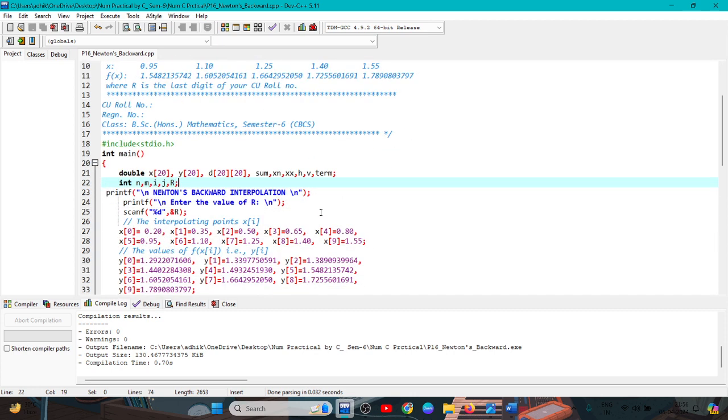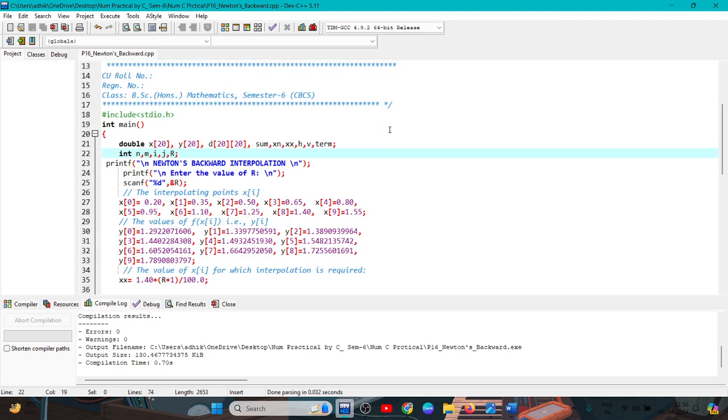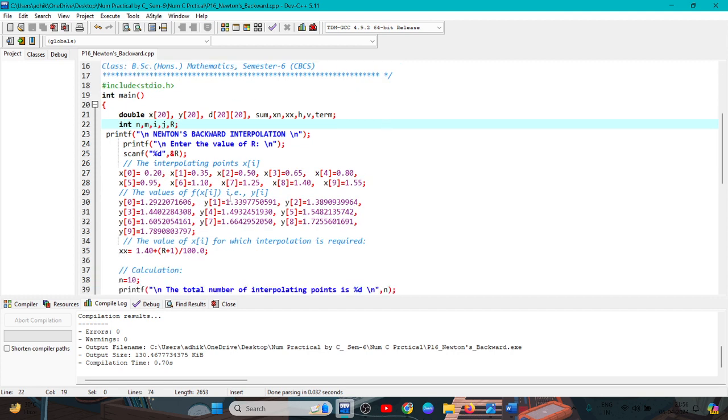There are 10 interpolating points, from 0.20 up to 1.55, and the corresponding values of f(x), that is yi, are y0 to y9. The value of x for which interpolation is required is called xx, which is 1.40 + r + 1 by 100.